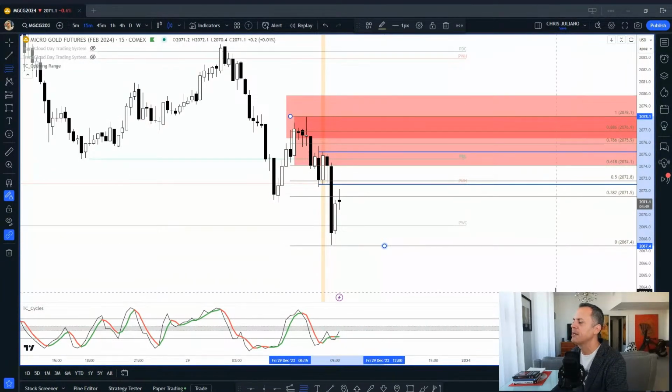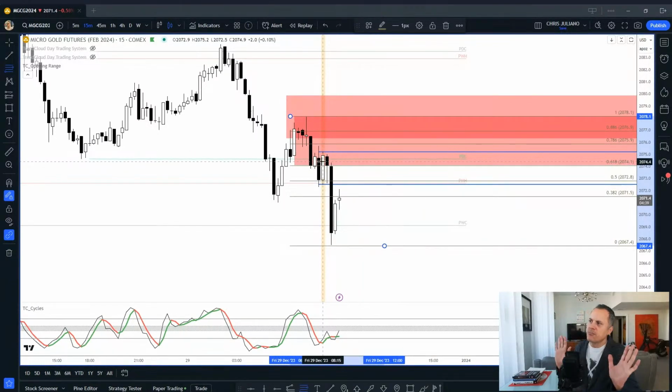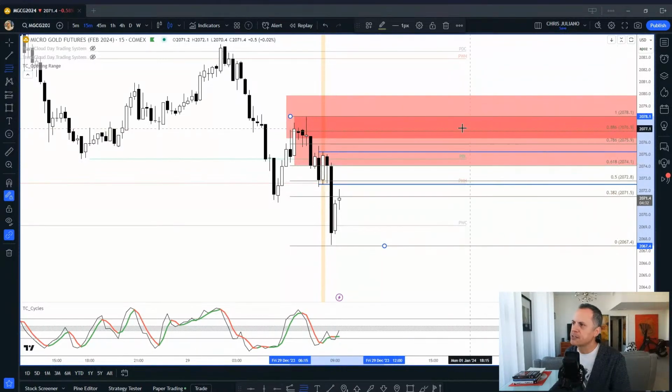Does anything line up here? Well, oh, look at that. Previous day's low, 618 retracement level inside of this demand zone. Pretty good, right? We also have, you know, the 886 running right through the middle of this demand zone here.